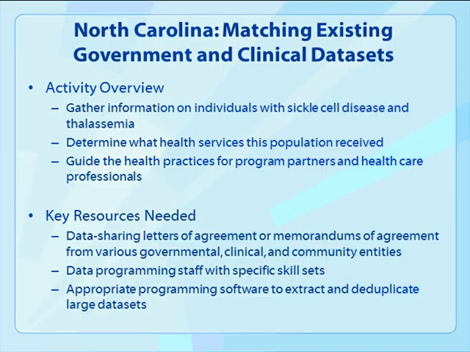In order to conduct surveillance of people with hemoglobinopathies in North Carolina, it was important to determine the system within state government already in existence that could provide access to information on the targeted population and obtain legal access to these systems. Before embarking on the process of data collection activities, it is also important to consider the key resources that are necessary and available. Therefore, one key resource needed to obtain the data is letters of agreement and memoranda of agreement from these various governmental agencies, clinical partners, and community entities, such as community-based organizations.